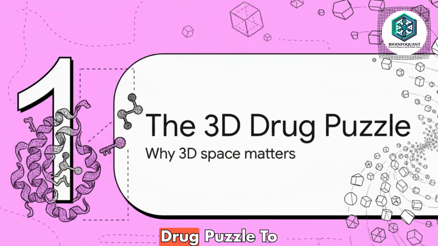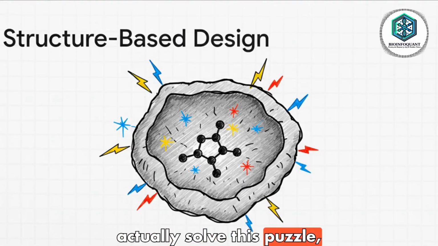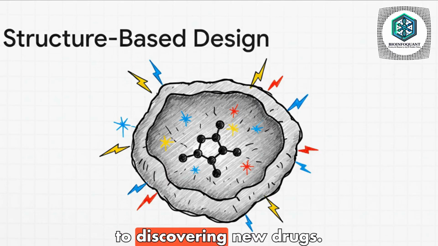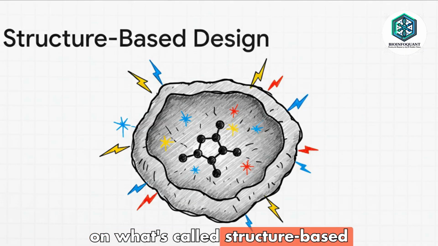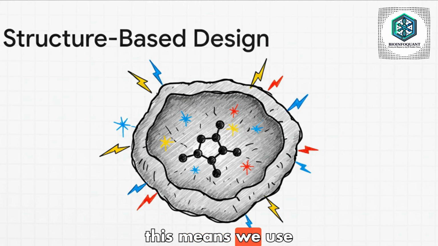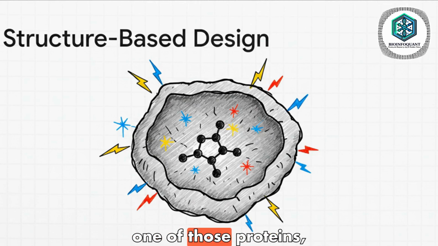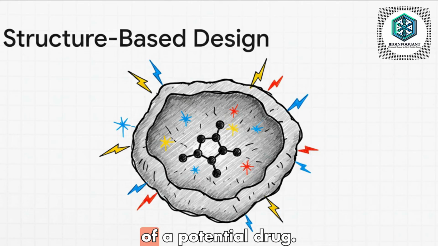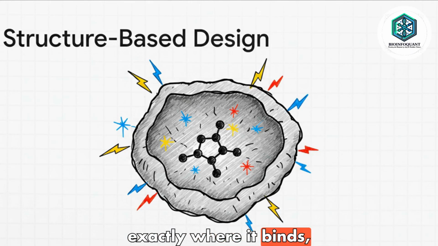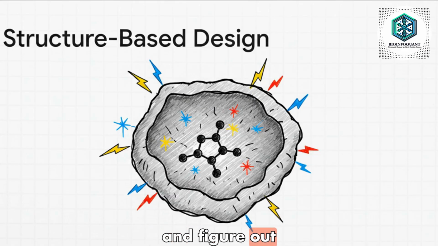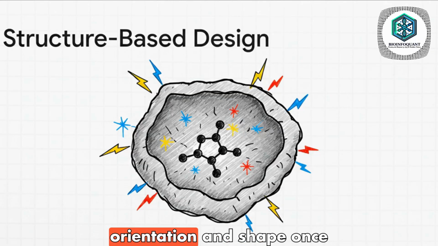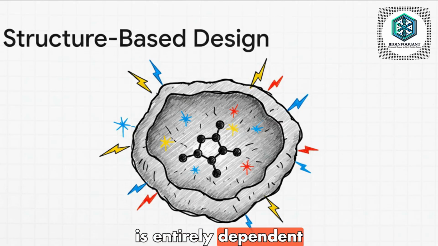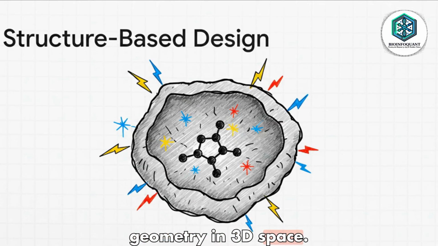Section 1. The 3D Drug Puzzle. To actually solve this puzzle, we have to understand why three-dimensional space is the fundamental challenge and really the ultimate key to discovering new drugs. We rely heavily on what's called structure-based drug design. Basically, this means we use the actual 3D geometry of a target, like one of those proteins, to design a molecule that specifically binds to it. It's simply not enough to just know the chemical formula of a potential drug. We have to predict exactly where it binds, estimate how strong that binding affinity is, and figure out its exact 3D pose, which just means its orientation and shape once it's tucked inside that protein pocket. Ultimately, understanding a drug's effectiveness is entirely dependent on understanding its physical geometry in 3D space.